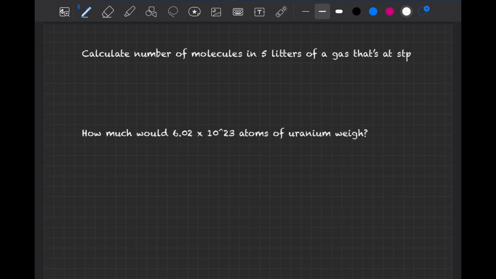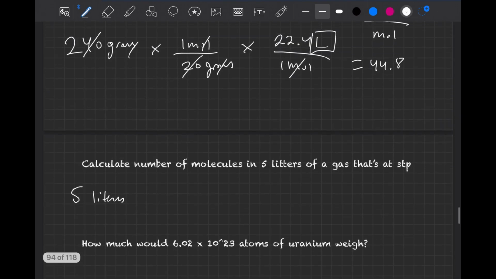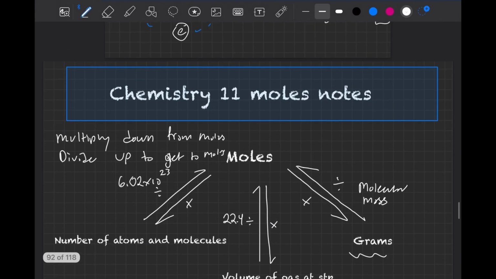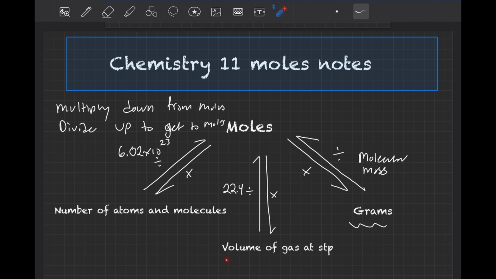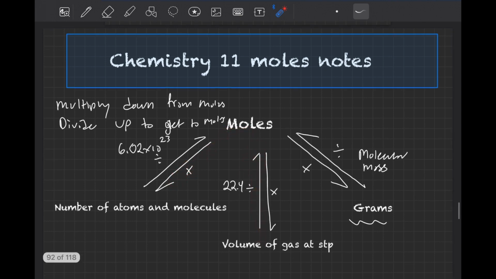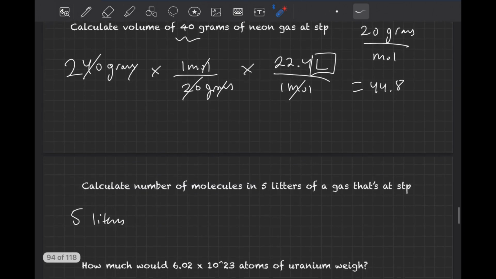Calculate the number of molecules in 5 liters of a gas that's at STP. Okay, so this one, we're at STP, so standard temperature and pressure. So we know that 5 liters, and let me just kind of use this for you. We know that when we're at volume of a gas, we can use the conversion factor 22.4. So we're going to divide to get to moles, and then multiply to figure out how many atoms or molecules we have by using Avogadro's number.